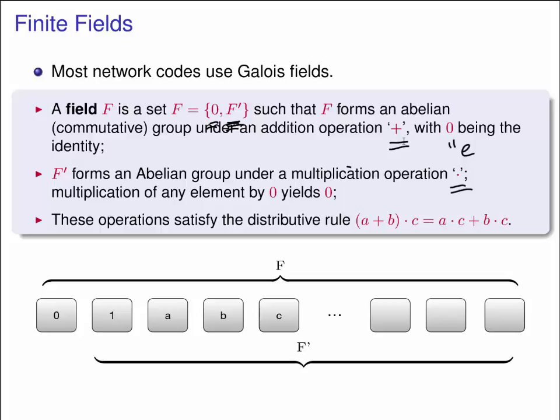And in addition, multiplication of any element by 0 will yield 0. And an additional requirement is that those operations satisfy the regular distributive law. So if we have a plus b multiplied by c, we can get it by taking a multiplied by c and b multiplied by c, and then adding them together. We'll have the same result, as depicted here.